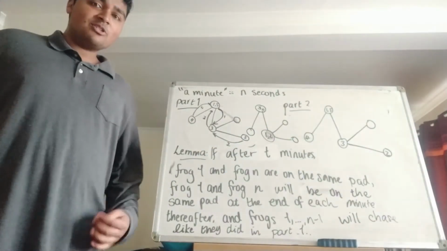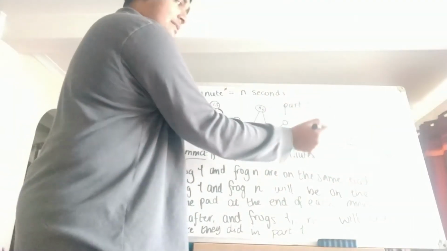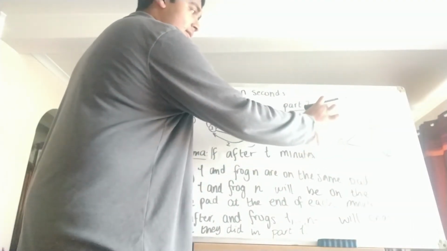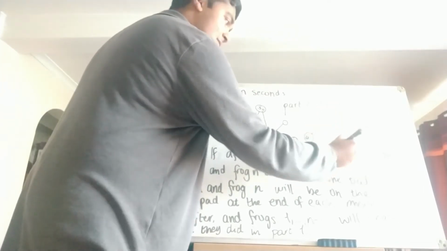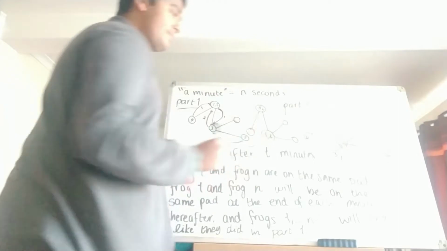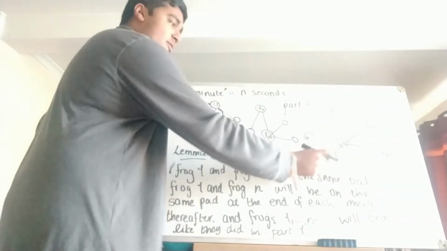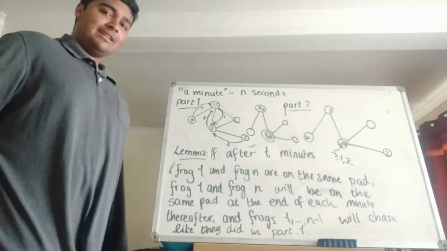But now if we do it in part 2, where each frog jumps on its own second, well, frog 1 will chase frog 2, so frog 1 will jump to this vertex here, so it will get rid of it from there and put it there. It's quite difficult to see, let me just write it here, 3, 1. Frog 2 will chase frog 3, so frog 2 will join frog 1 and frog 3 on this lily pad here, like so. So this will become 3, 1, 2 on that lily pad.